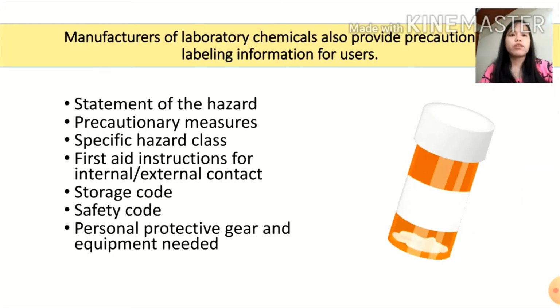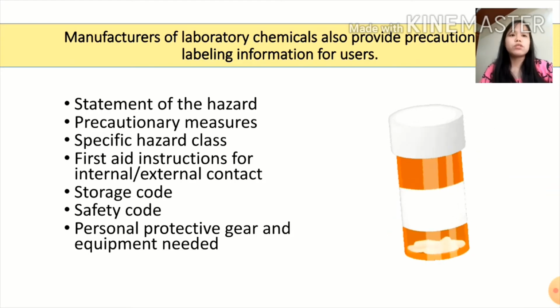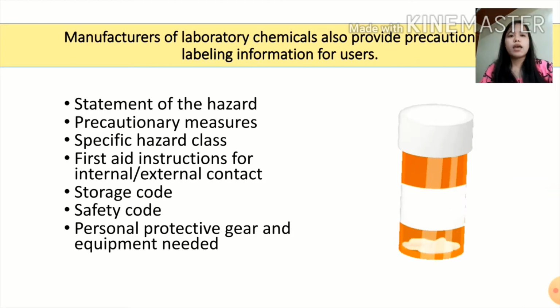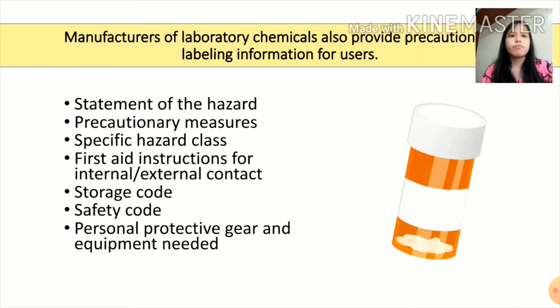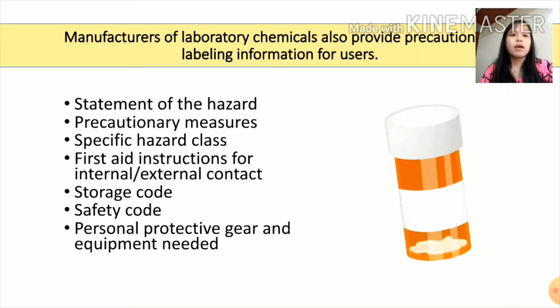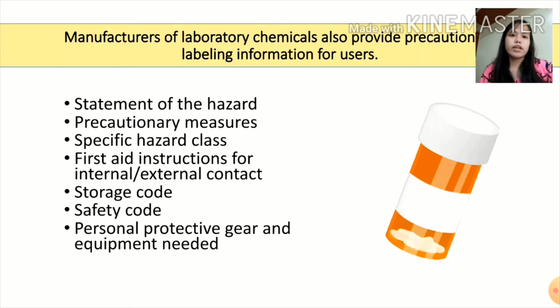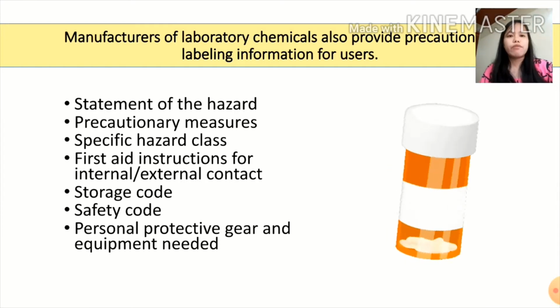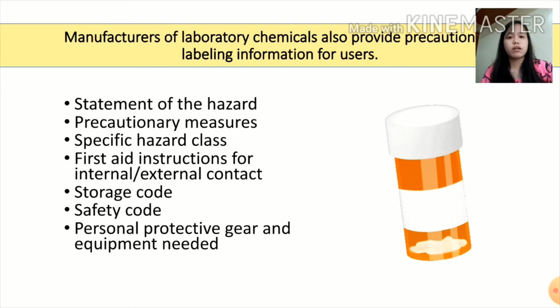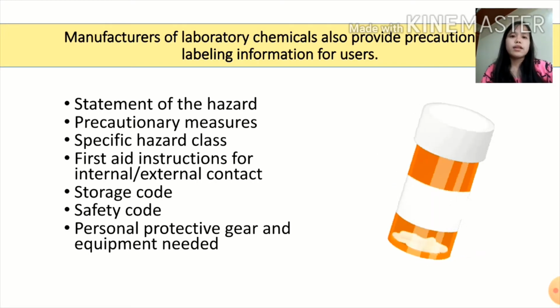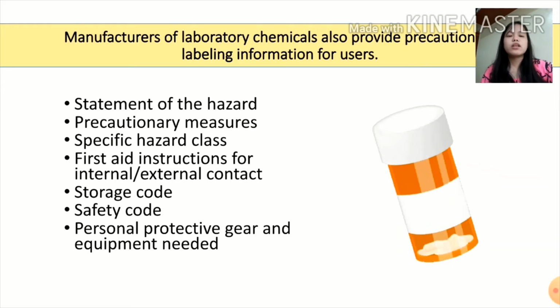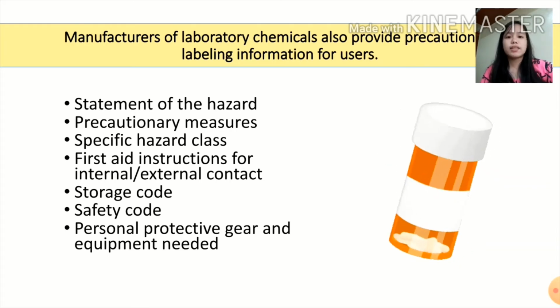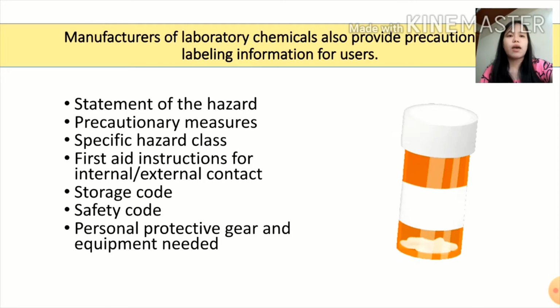Manufacturers of laboratory chemicals also provide precaution and labeling information for users. So the labels on each chemical provide a statement of the hazard, precautionary measures, specific hazard class, the first aid instructions for internal or external contact, the storage code, the safety code, and personal protective gear and equipment needed if they use such chemicals.